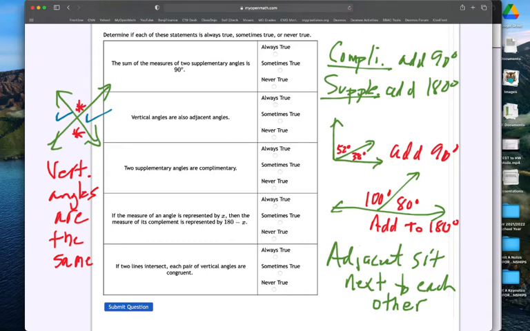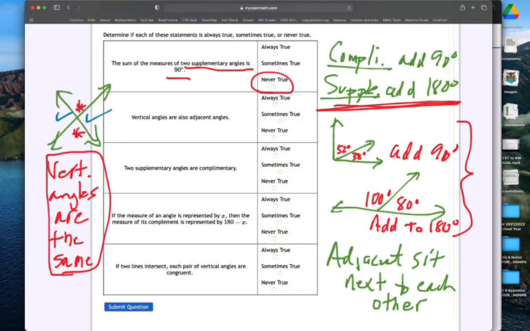So the sum of two supplementary angles is 90 degrees. Well, that is never true because remember, supplementary angles always add to 180. Vertical angles are also adjacent angles. Well, both of these pictures are complementary and supplementary, but they're also adjacent angles because they sit right next to each other. But these vertical angles over here, clearly those are not adjacent to each other. So vertical angles are never adjacent.